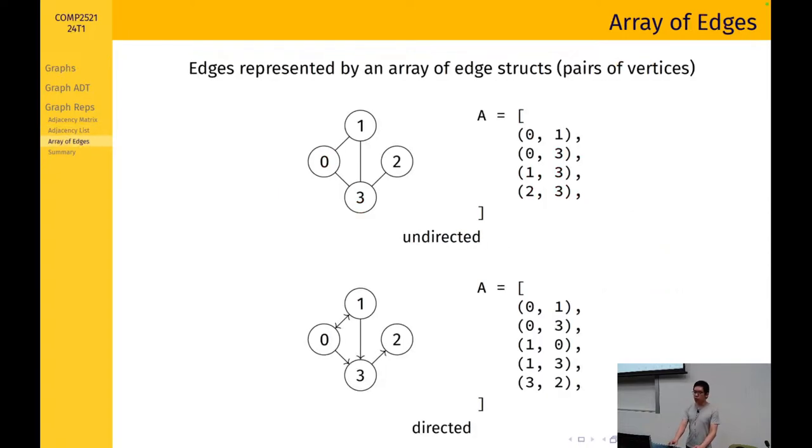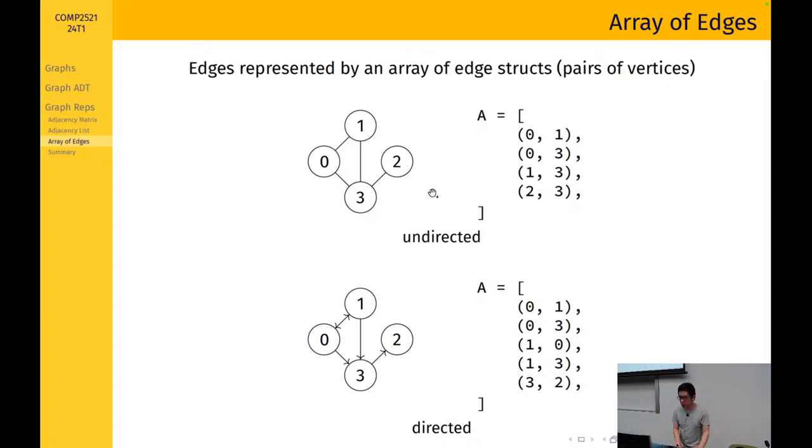Okay, so let's talk about the last representation, which is kind of underrated. It's a very simple data structure. It's called array of edges. In this representation, we simply store all the edges explicitly, right? So we store each edge as a pair of vertices. It could just be a struct containing two vertices.